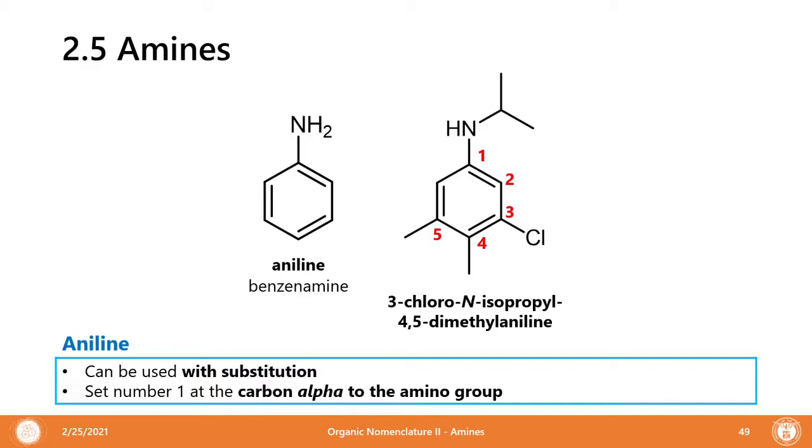Here's the single amine substituted benzene, known as aniline. In naming aniline, set number 1 at the benzene carbon directly connected to the amine group. If there are alkyl groups connected to the amine, then use an N descriptor. So N. So this would be 3-chloro. At position 3, we have chloro. N at the nitrogen, we have an isopropyl. And 4,5 at positions 4 and 5, we have 2 methyl groups. And this is the parent chain, which is aniline.